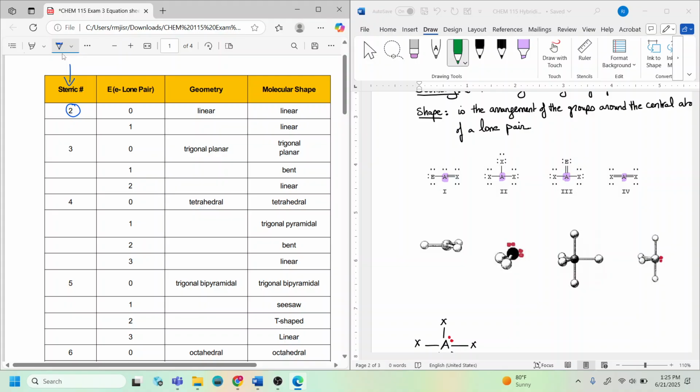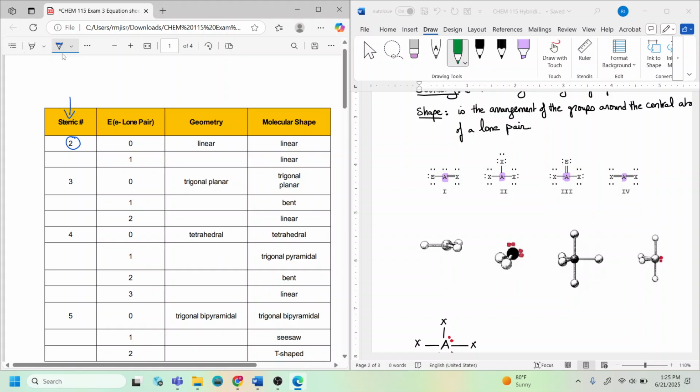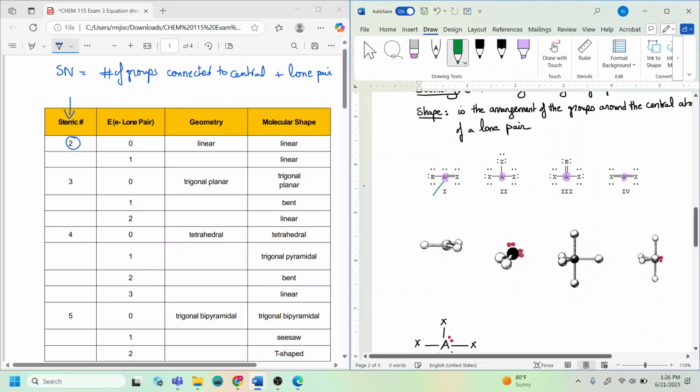So how do we calculate the steric number? The steric number has a formula. I'm just going to call this Sn. Sn is the steric number. It's the number of groups connected to the central atom plus the lone pairs. So I would start with this A over here and see how many groups there are around the central atom. I have one group, I have two groups, plus the lone pair, which is another group. So here the steric number is going to be equal to 3.